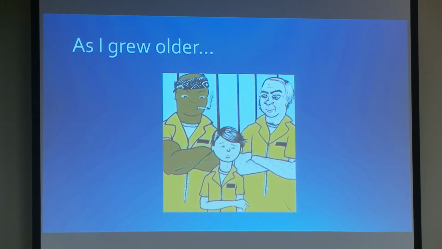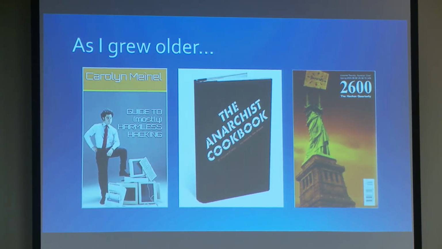As I grew older, I started to realize that these things that I was doing, not such a big deal when I was 10, 13 years old, but I could really go to jail as an adult. So I turned my attention a little bit. I started focusing on things like Carolyn Meinel, who wrote the Guide to Mostly Harmless Hacking. And so I started looking at her Happy Hacker stuff, started looking at like the Anarchist Cookbook, 2600. And really for me, it was about finding ways to satisfy that thirst for knowledge without going to jail for it, right?